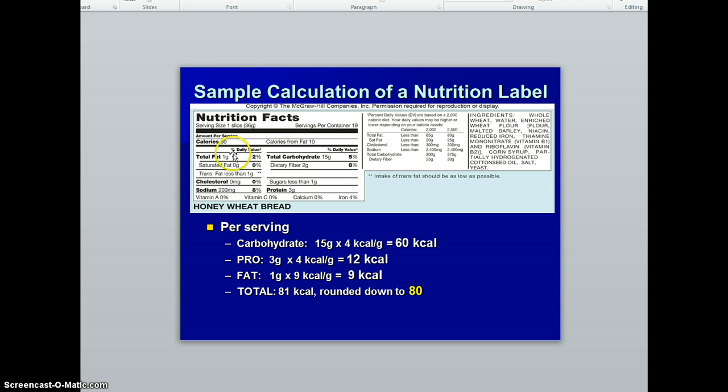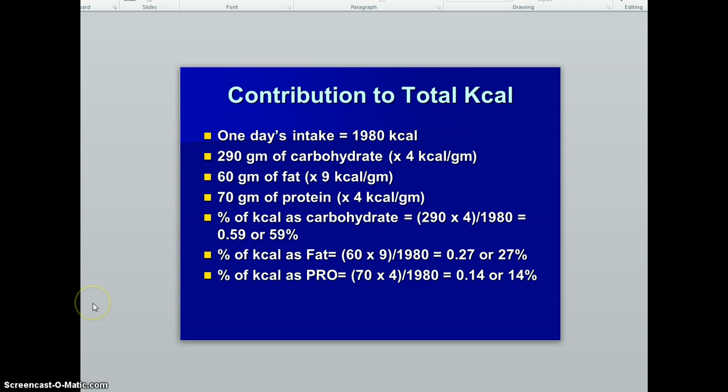And this just shows you on a food label, you could actually do the calculation to see where those calories come from. The calories all come from three sources: proteins, carbohydrates, and fats. Alcohol actually does have calories, but we don't consider it essential.